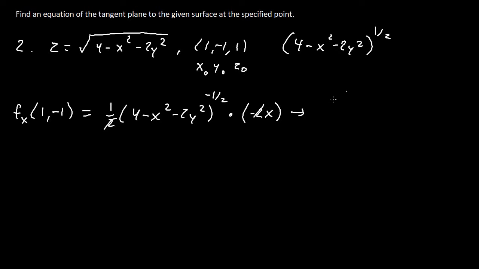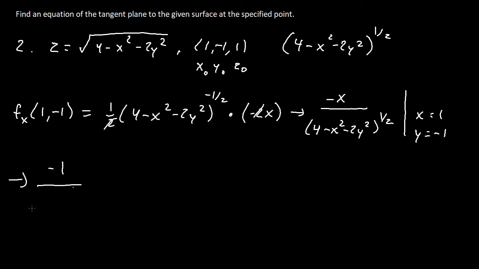So up top on the numerator we'll get negative x over 4 minus x squared minus 2y squared if I move the exponent down to the positive 1/2 power. So now when we evaluate at x equals 1 and y equals negative 1, we'll get negative 1 over 4 minus 1 squared, so 1, minus 2y squared, so minus 2, to the 1/2 power. So 4 minus 1 is 3, 3 minus 2 is 1, 1 to the 1/2 is 1, so negative 1 over 1 will give us negative 1.